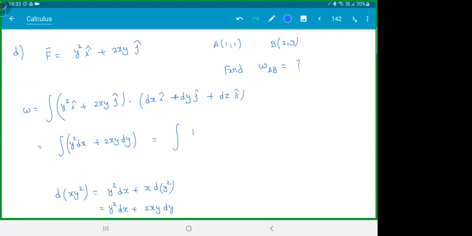So this is actually integral d of xy square. Now that is like a puzzle. You need to figure that out, what function it is. You do have ints in this, but yeah.